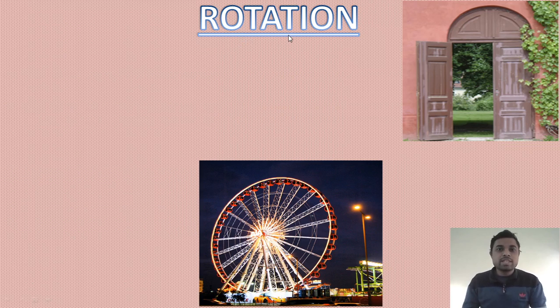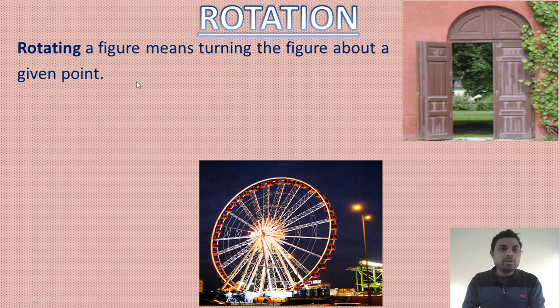Now we learn rotation. Just see, here it rotates. And when it rotates, this point is fixed. Fixed at this point, it rotates. And here in this door you can also see this door can be rotated. So rotate means what? Rotating a figure means turning the figure about a given point.